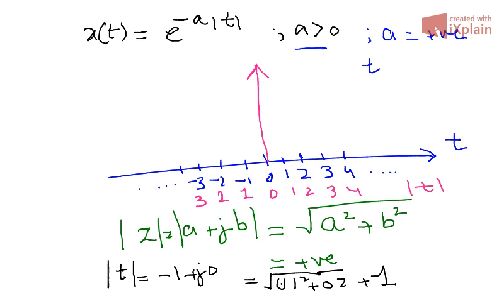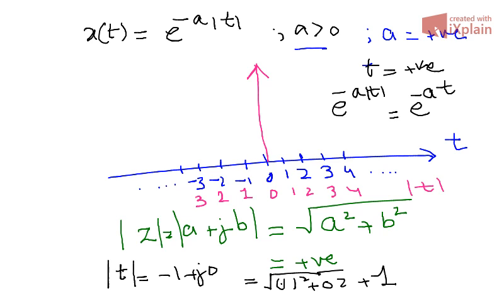let me write it here. For all positive values of t, e raised to the power minus a mod t is basically e raised to the power minus a t, since t is positive. It is equal to e raised to the power minus a t for all positive values of t.